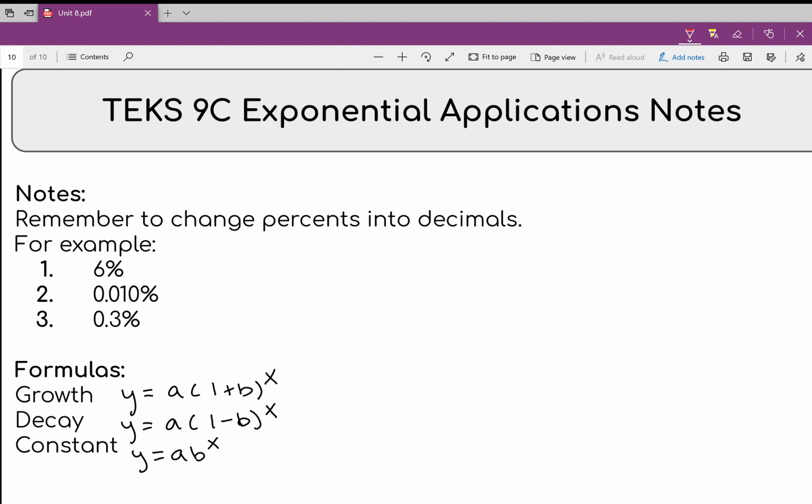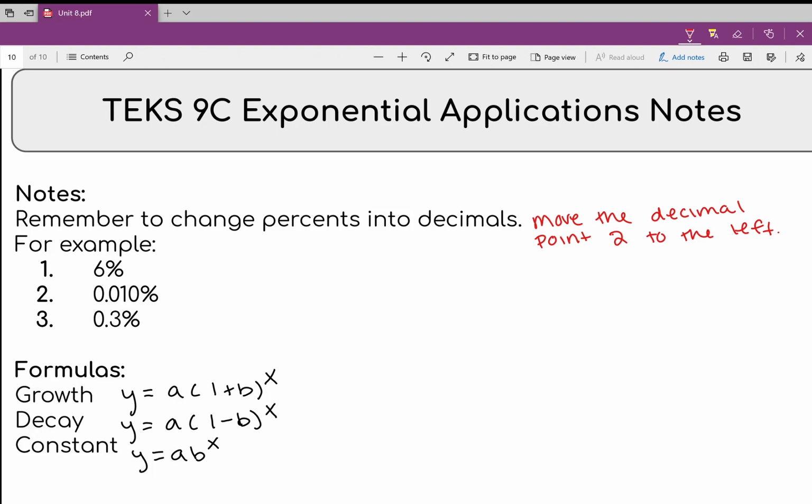On the note section, it says remember to change percent into decimals. Anytime we see a percent in an application, we need to change it into a decimal before we can plug it into our equation. Just so you remember how to turn a percent into a decimal, you have to move the decimal point to the left. So let's look at our first example.